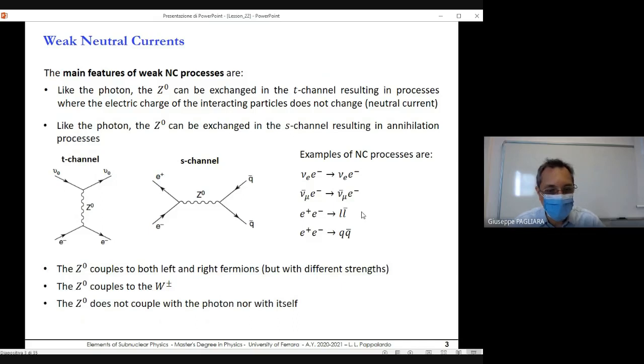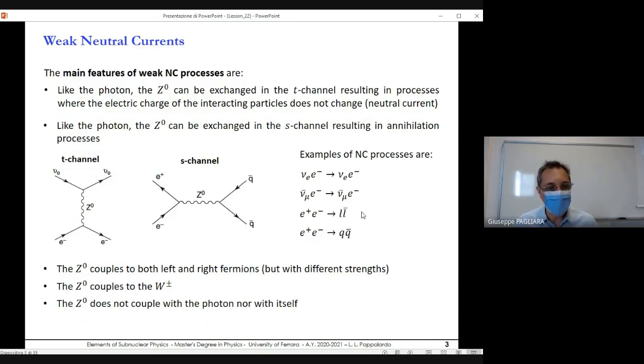So the Z couples to both the left and the right fermions. And this is a big difference with respect to the charged currents. We know the charged currents, so the Ws, only couple with left-handed fermions and right-handed anti-fermions, whereas the Z couples to both left-handed and right-handed, although with different strengths. Okay, so parity, of course, is still violated also in neutral currents, but in a different way.